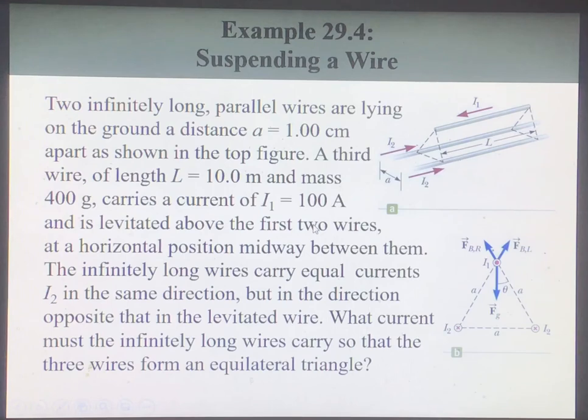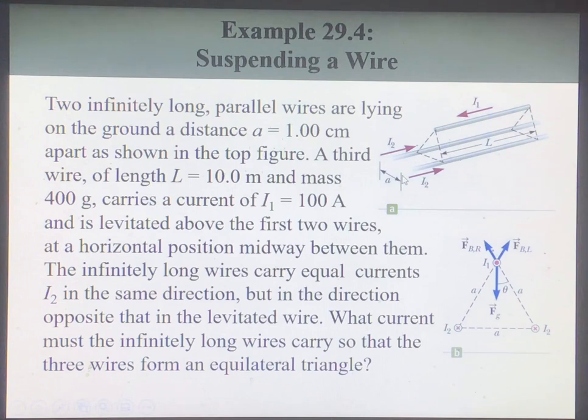All right, so the final example in this video is example number 29.4, suspending a wire. In this example, we have 3 wires. There are 2 wires sitting at the bottom, and each of the wires carries a current I2. There is 1 wire at the top that carries a current I1, and I1 is pointing in the opposite direction. We know that the separation between these 2 wires at the bottom is A.